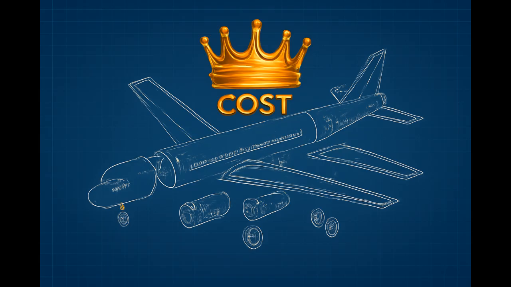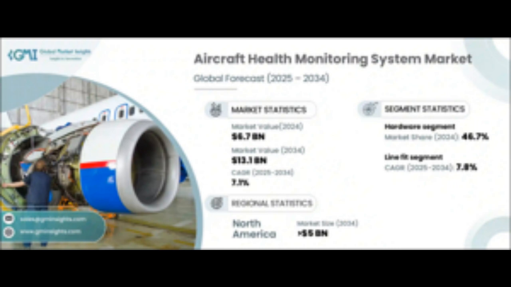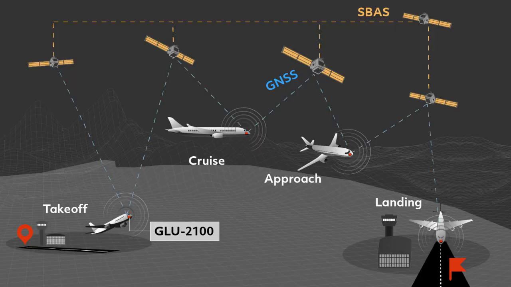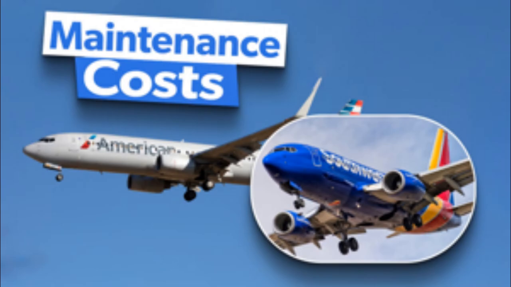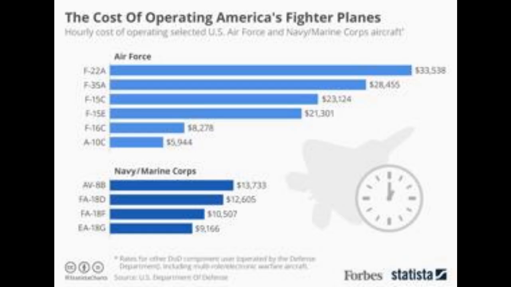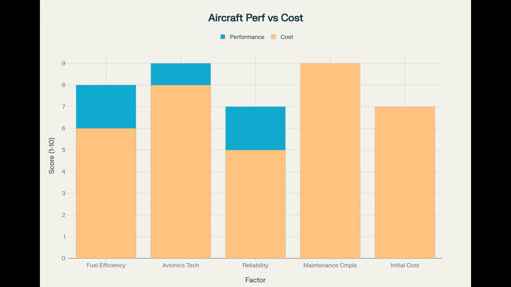Cost is king. There are direct operating costs, like fuel, crew, and maintenance, and indirect operating costs, like training, airport fees, and spares. If a design saves fuel but costs a fortune to maintain, it might not be worth it. Airlines and military operators always evaluate performance versus cost.